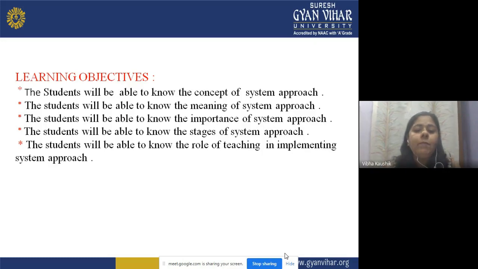The student will be able to know the stages of system approach. What are the different stages of system approach when we are implementing system approach in our education system? The student will be able to know the role of teaching in implementing the system approach. Now, what should be the role of the teacher while he is going to implement the system approach?